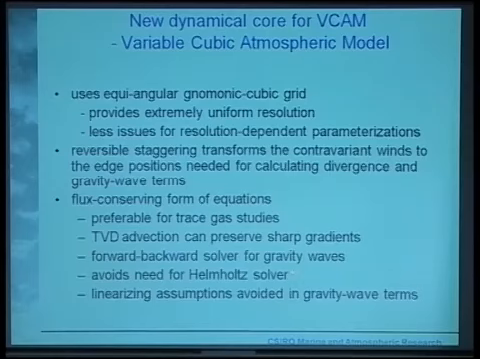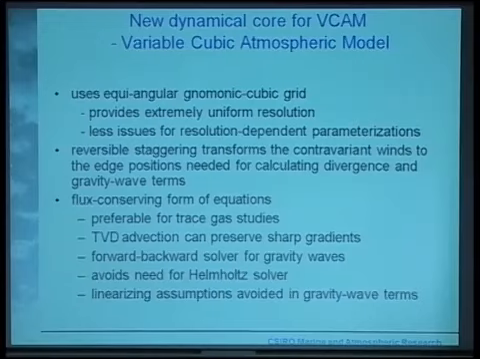Gravity waves solved with a forward-backward solver, and so that avoids the Helmholtz solver. And with semi-Lagrangian methods, you need to linearise some of the terms for the gravity wave equations. To get that Helmholtz equation, there's some reference temperatures you need to introduce, and we don't need to do that here because we're solving the full equation. So some people debate whether those terms are important, but they may well be.